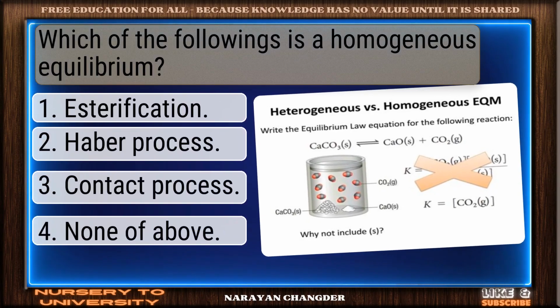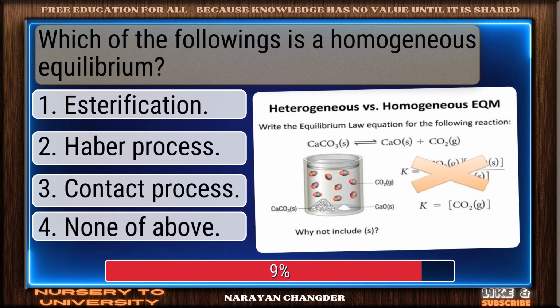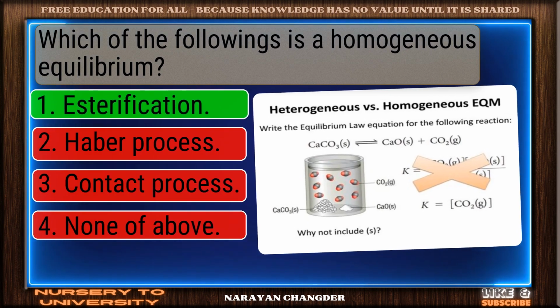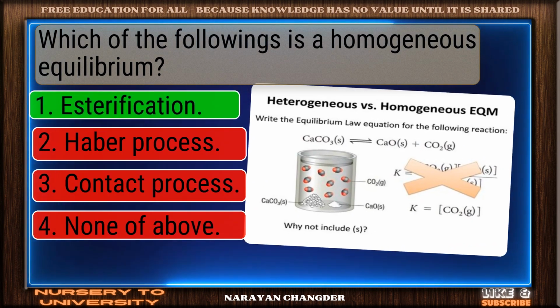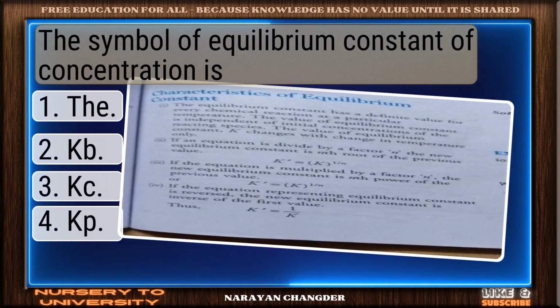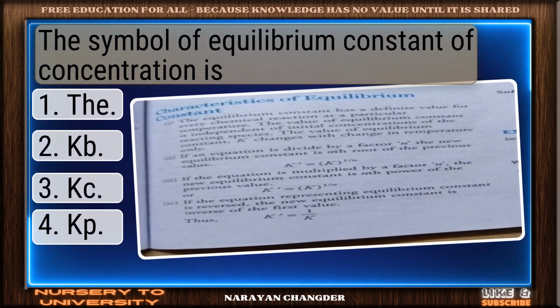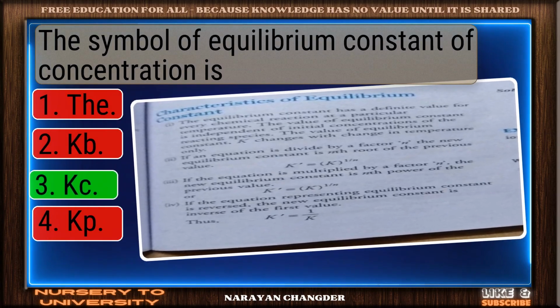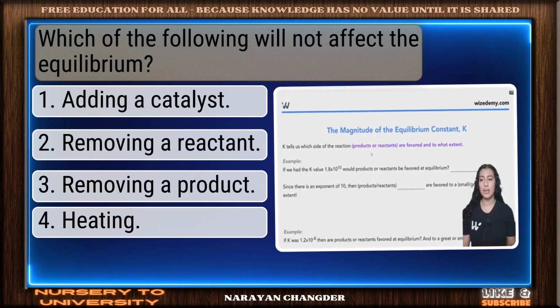Which of the followings is a homogeneous equilibrium? You're right. Esterification is the correct answer. The symbol of equilibrium constant of concentration is. Right again. Kc is a valid answer.